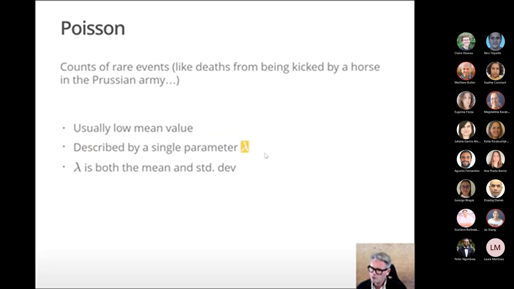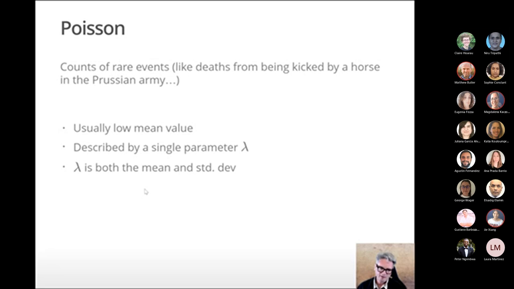Does anyone know the English word for this character? Could you just put it in the chat if you know? It's just a little micro flash quiz. Does anyone know? Yes, it's the lambda. Well done. Excellent. We all know the lambda.